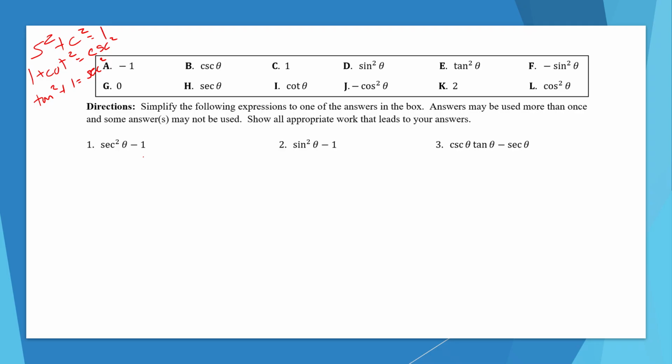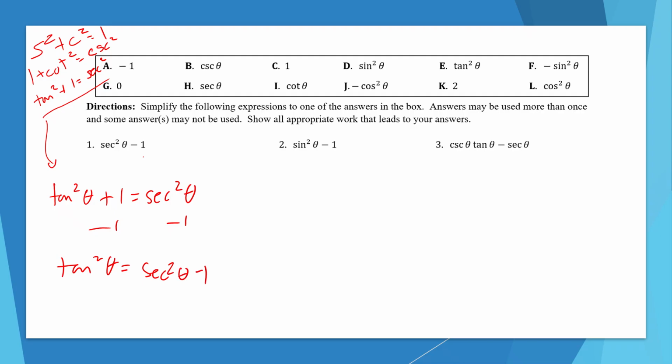So first we see secant squared theta minus 1. I'm going to look at the Pythagorean identity, rearranging it: tangent squared theta plus 1 equals secant squared theta. Then I'm going to subtract 1 from both sides to get tangent squared theta equals secant squared theta minus 1. So number 1 should be simplified to tangent squared theta. So E should be the correct answer for number 1.